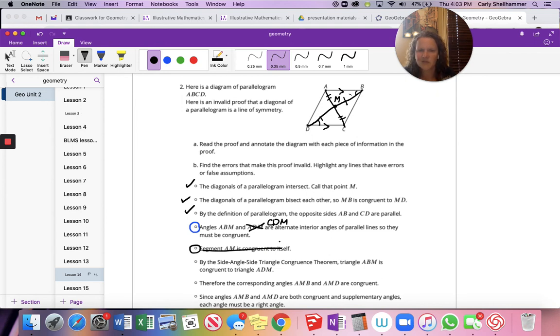AM is congruent to itself. That's a segment. So by the side-angle-side congruence, this one is now invalid because we did not do ABM, ADM. They were going for those two triangles, so we're just going to stop there. That doesn't work. All right, we're just going to cut it. We had step 3 in a wrong row, so we know that doesn't work. Cool?